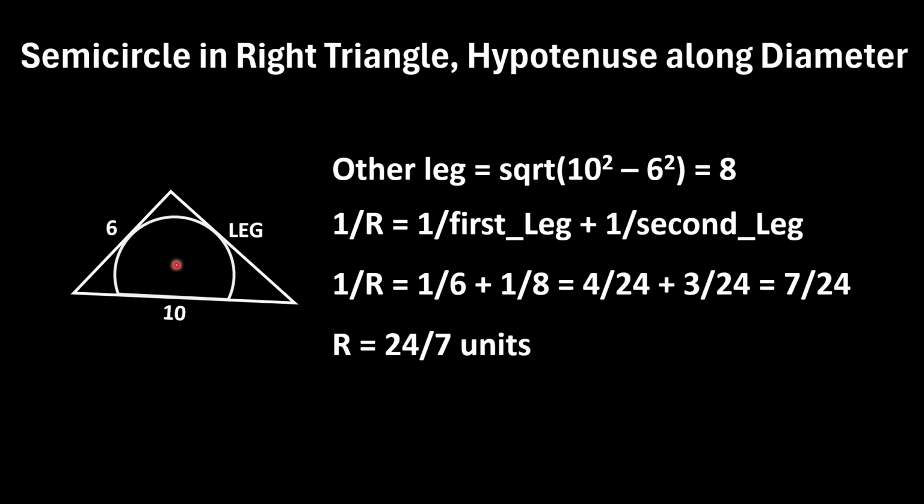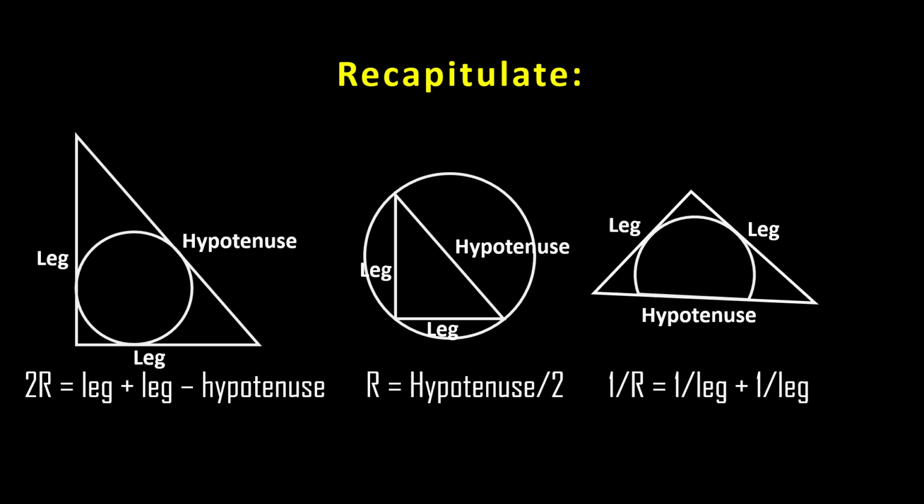That is the radius of the semicircle. The radius of the semicircle is 24 by 7 units. So let us summarize with a quick recapitulation.